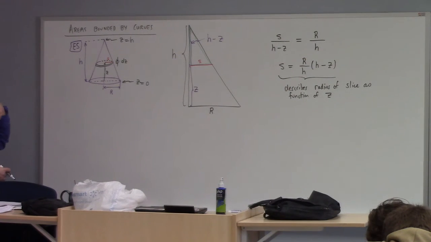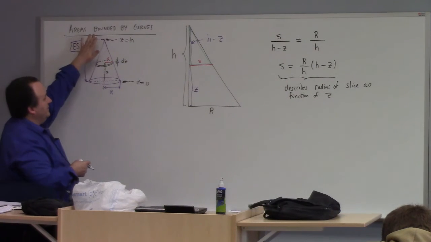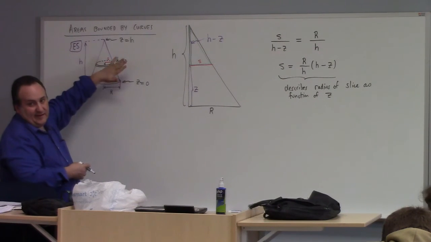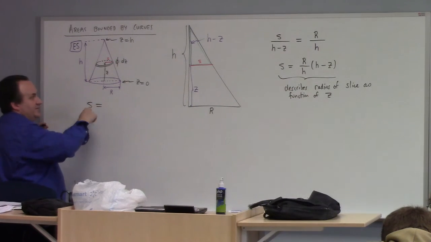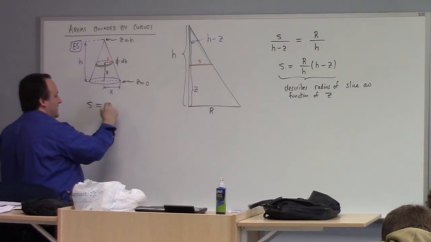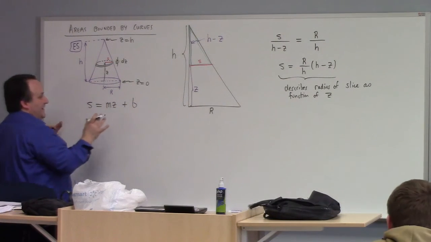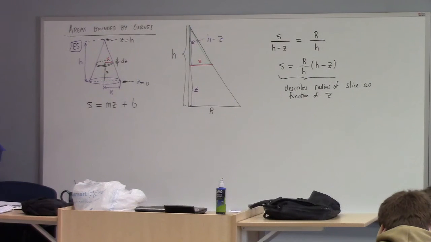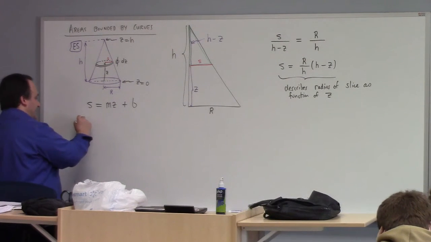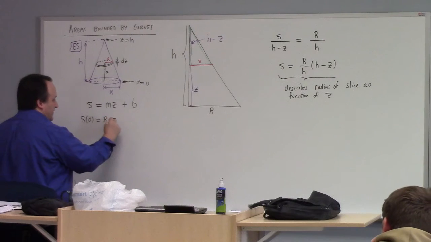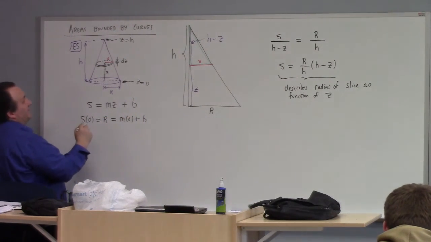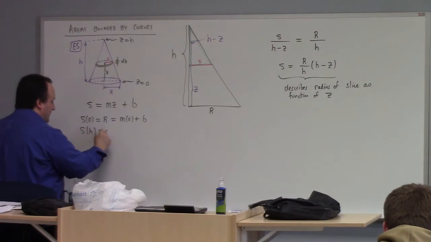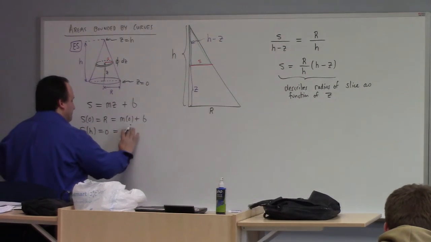Now, there is another way to derive this as opposed to similar triangles, which is to go, well, the side has a linear shape to it, right? So I can know ahead of time, if it's linear, that S should be a linear function of Z. So I can guess that S is equal to mz plus b. Then I can find m and b to make it so. S of 0 has to be equal to R, so that's m times 0 plus b. S of h has to be equal to 0, so that's mh plus b.